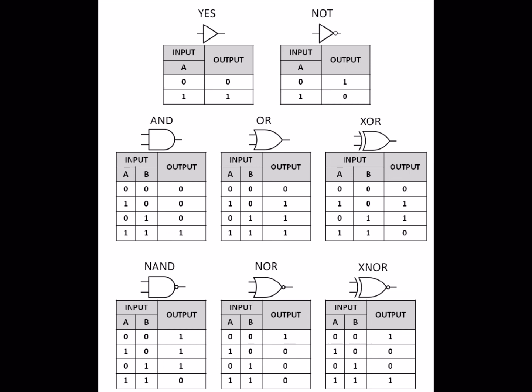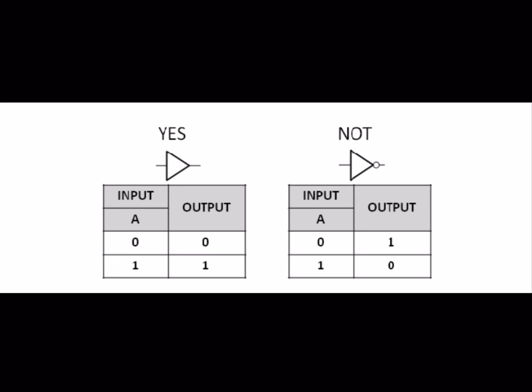Logic gates are commonly measured through truth tables, but can also be measured through Venn diagrams. In a truth table, 2 inputs and 1 output are shown. The 2 most common types of logic gates are yes and not gates.